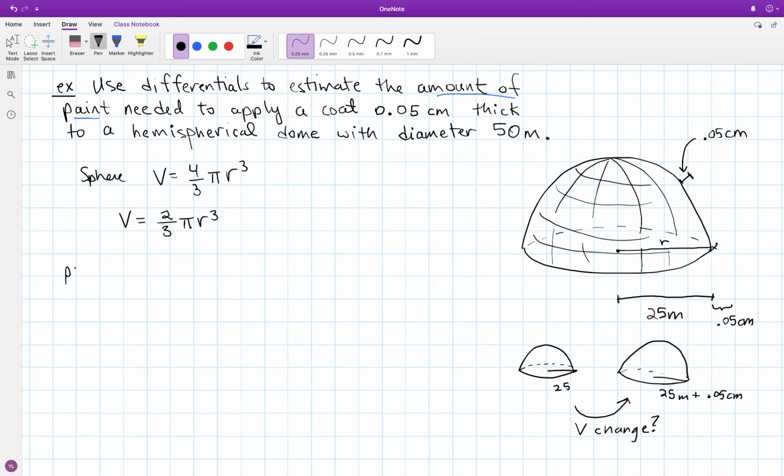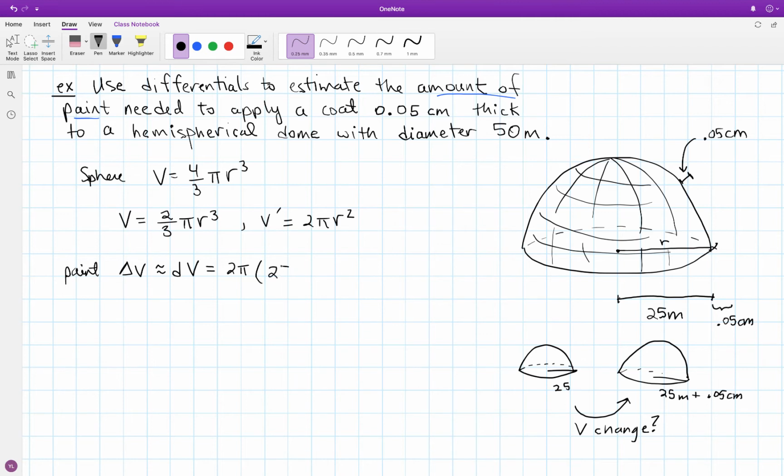So the amount of paint I understand to be the difference in the volume of the big hemisphere minus the volume of the small hemisphere, in other words, delta V. That is approximated by dV, the differential, and that's going to be the derivative here. So let me go ahead and take V prime with respect to r. That would be 2 pi r squared. So it would be the derivative evaluated at the original radius, 25, times dr, which I understand to be 0.05 centimeters.